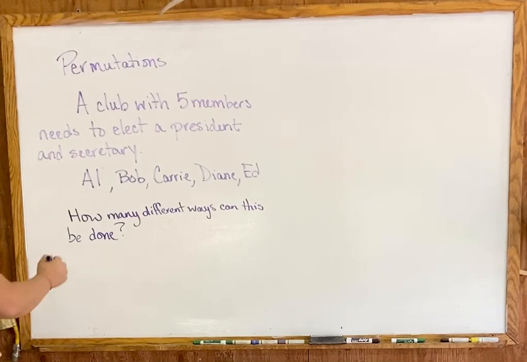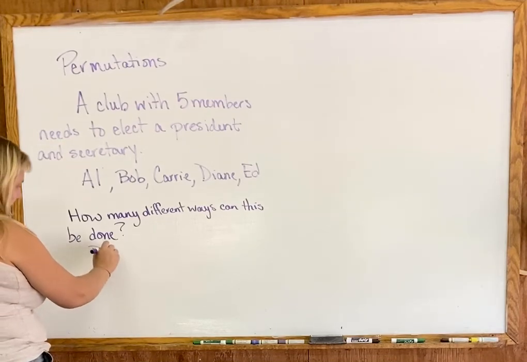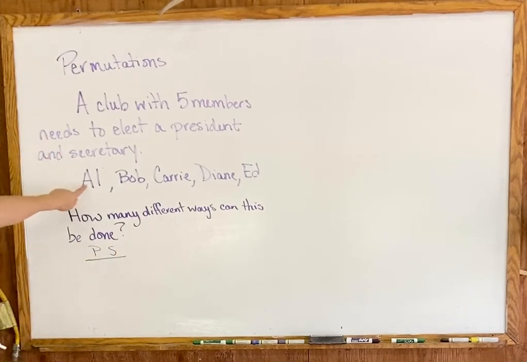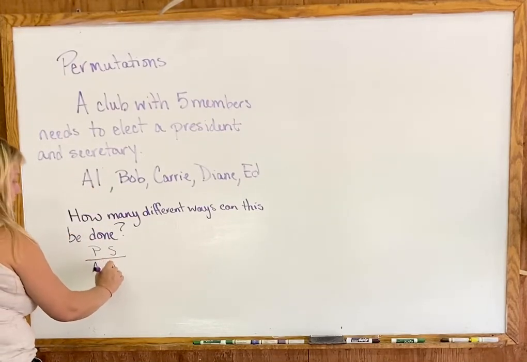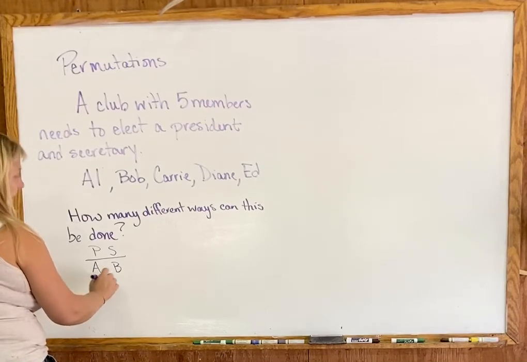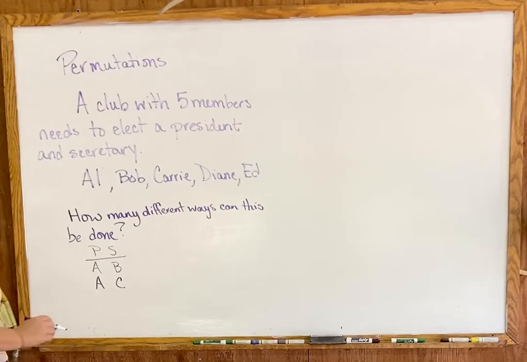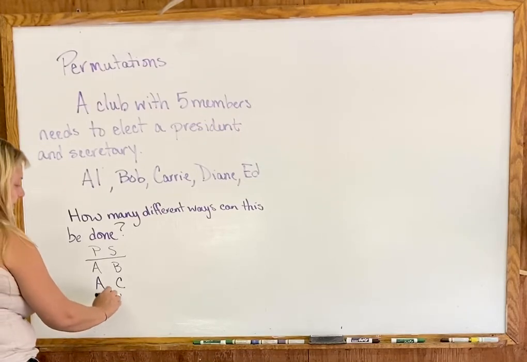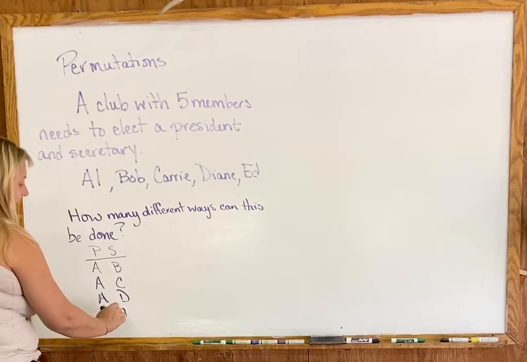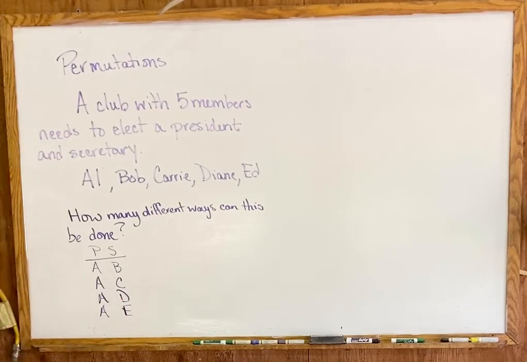And we're going to make a list here. So I'm going to put president, secretary like that. So one arrangement could be that Al is the president and Bob is the secretary, right? So it could be Al and Bob. But another arrangement could be that it's Al and Carrie as secretary, or Al could be the president and Diane could be the secretary, or Al could be the president and Ed could be the secretary. Okay, so there are 4 different options with Al as the president.